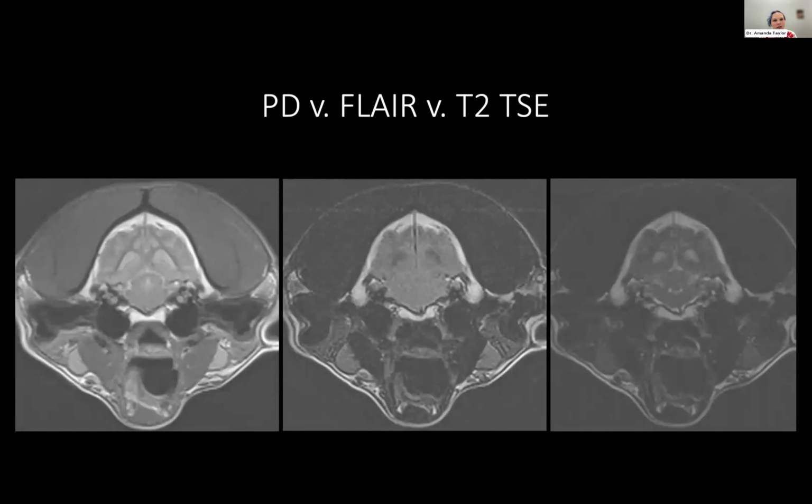This is an example of the differences between proton density, FLAIR and T2 TSE images, which you could determine by looking at the TE and the TR for each of these. But I think it's even more helpful to look at the muscle belly, which is dark on FLAIR and T2 TSE and remains bright on the proton density, despite the fact these are all T2 weighted images.